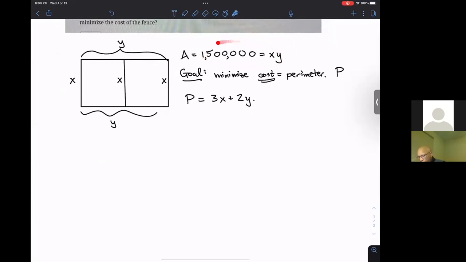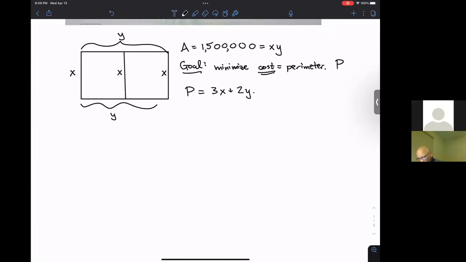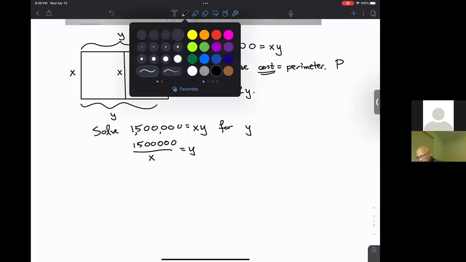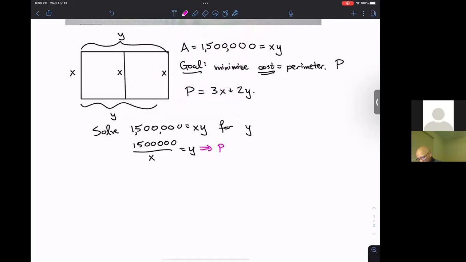So I should use my area formula to rewrite it in terms of only a single variable. So let me solve 1.5 million equaling XY. These numbers are not super friendly to work with. I'm going to solve this for Y. So I get 1,500,000 over X equals Y. And I can now plug this back into the perimeter equation.